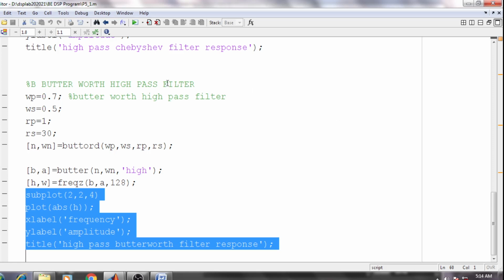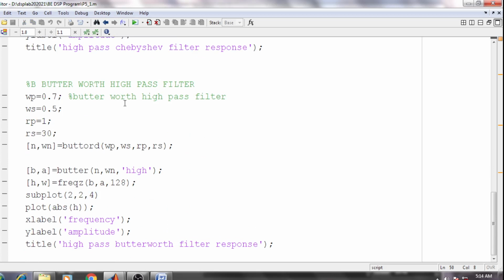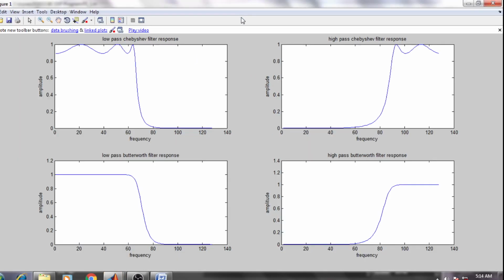I hope you got the code and you are able to understand it. So I am just running the entire program. This is the entire program. I wrote it in four parts: two low pass filters and two high pass filters. So if I run it, you will be able to observe the result. You can see the result.